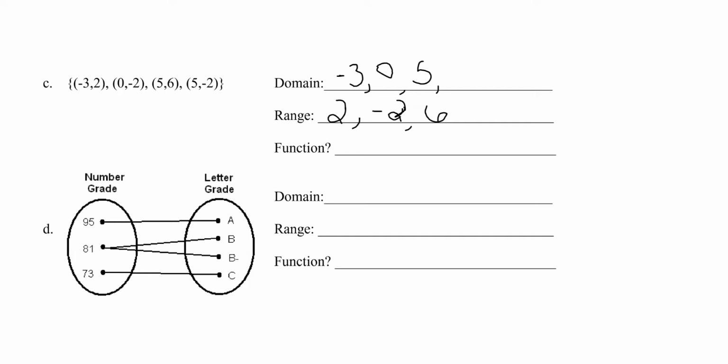Now, when I look at my relationship here, -3 goes to 2, 0 goes to -2, 5 goes to 6, and then 5 also goes to -2. So is this a function? If you look at our x values, 5 goes to 2 different places. Remember, each x value can only have one y value. Since this x value has 2, this is not a function. So this would be no.